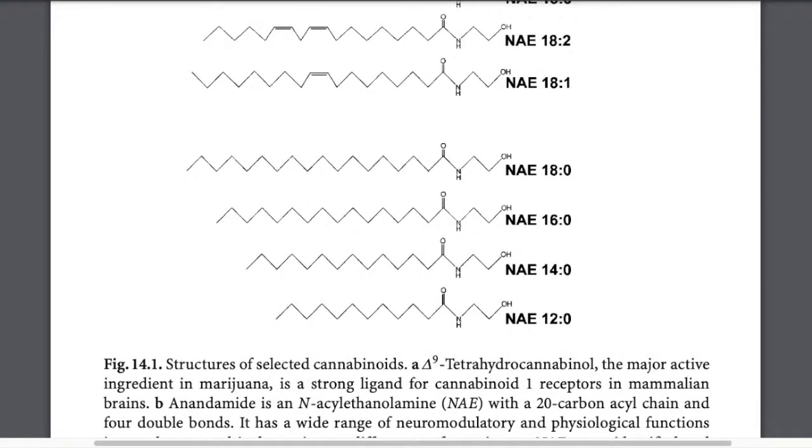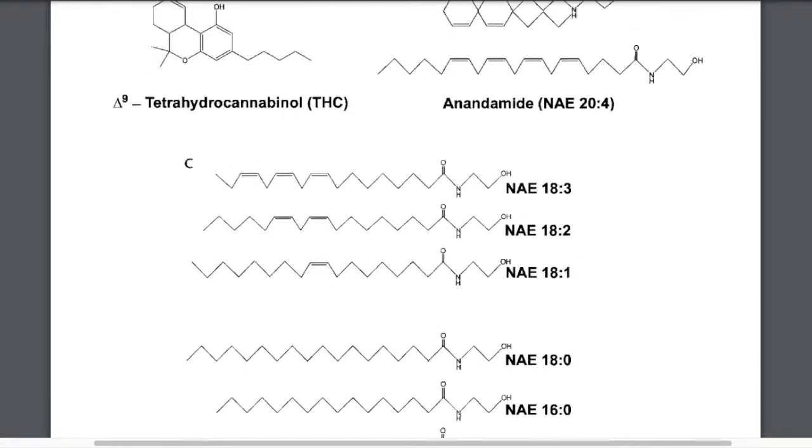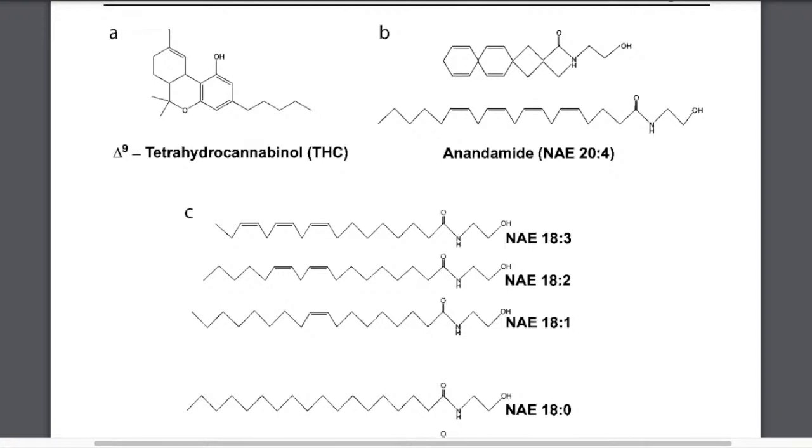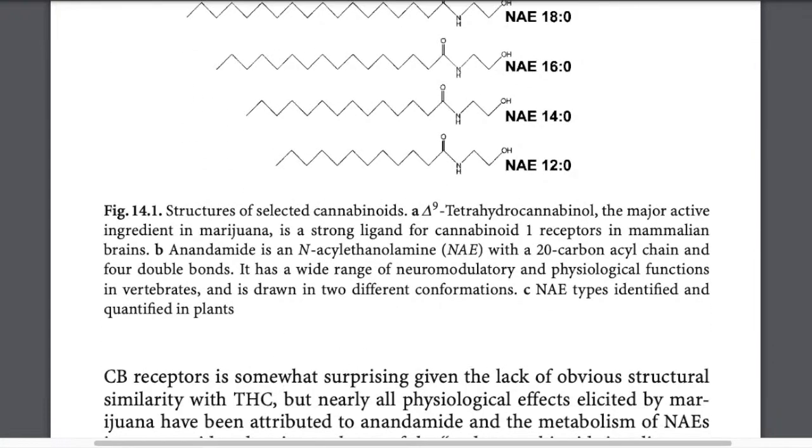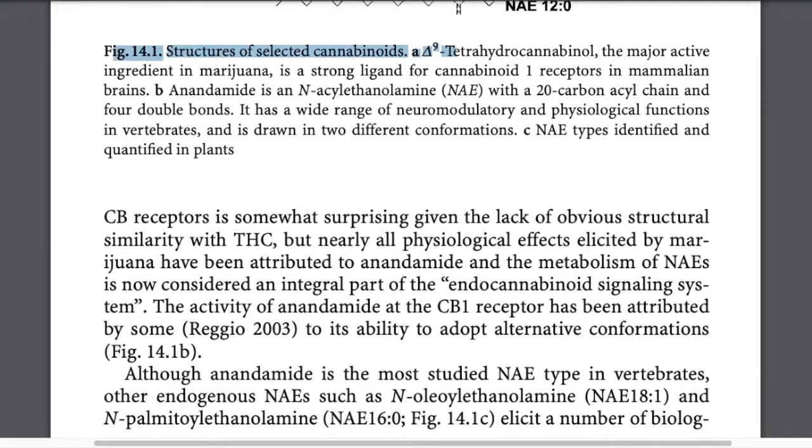Cool stuff. So here's your NAEs, the word that's hard to say. And here's our favorite one, the anandamide. Anandamide. Okay, let's continue. So, structures of selected cannabinoids. There you go. All those good ones there.